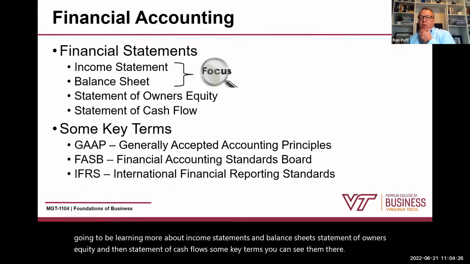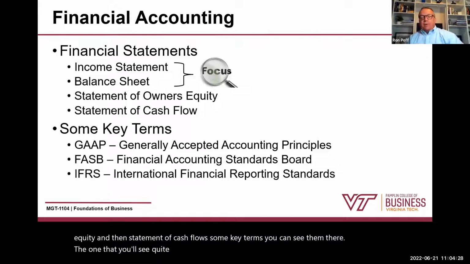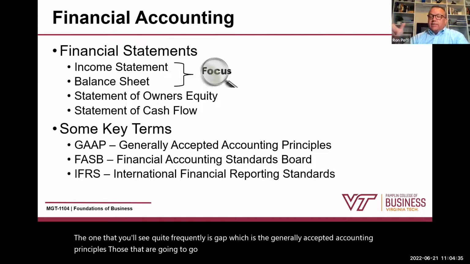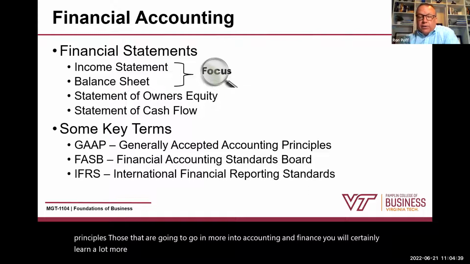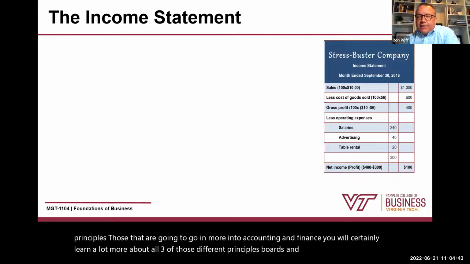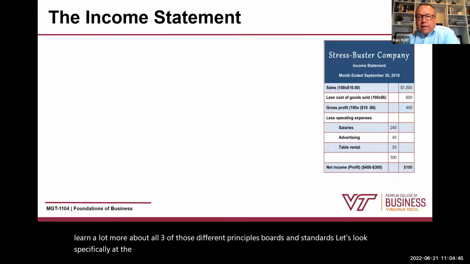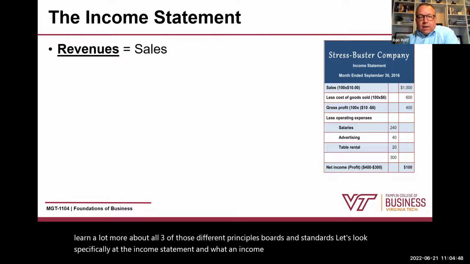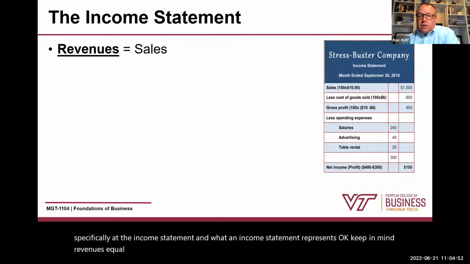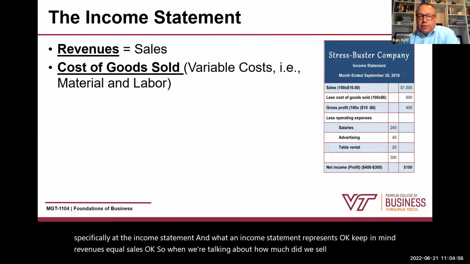The one that you'll see quite frequently is GAAP, which is the generally accepted accounting principles. Those that are going to go more into accounting and finance, you will certainly learn a lot more about all three of those different principles, boards, and standards. Let's look specifically at the income statement and what an income statement represents, okay? Keep in mind, revenues equal sales, okay? So when we're talking about how much did we sell, that refers to revenue.